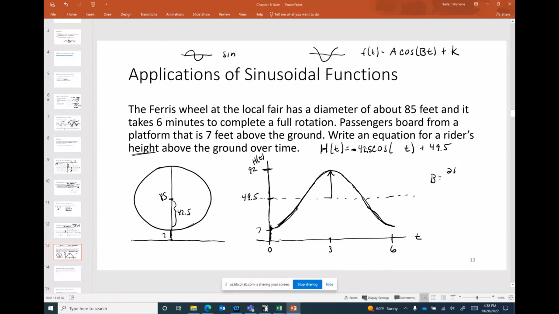Well, b is 2 pi over the period. What's the period? 6, right? 6 minutes to go all the way around. So b is 2 pi over 6, which reduces down to pi over 3. All right, so pi over 3 completes the equation for the height of somebody riding this Ferris wheel over time.